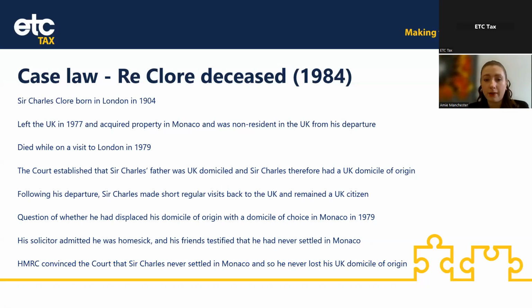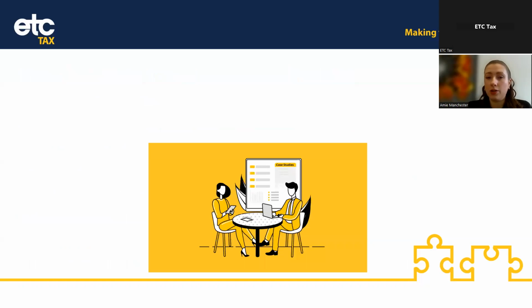I think this is a great example of how difficult it can be to displace a UK domicile of origin. He had left the UK, become non-resident, and acquired a property overseas, but because he hadn't settled there, and that's what the courts believed, they managed to argue that he hadn't lost his UK domicile. So it can be extremely difficult to displace a UK domicile.